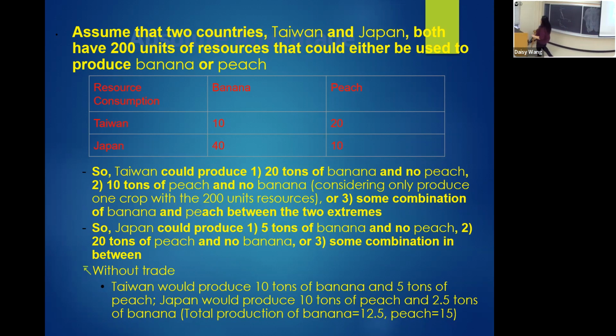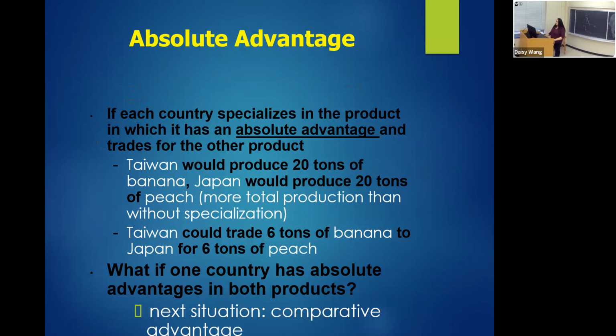But with trade, they could actually do better. Taiwan can focus and just produce banana, and Japan can just produce peach. So when they add it up, the two countries have 20 tons of banana and 20 tons of peach. Okay, and they could trade 6 tons of banana for 6 tons of peach. Both will have surplus, more than if they produce 10 plus 5, 2.5 plus 10, right? They will have 12.5. So they will have more with trade.